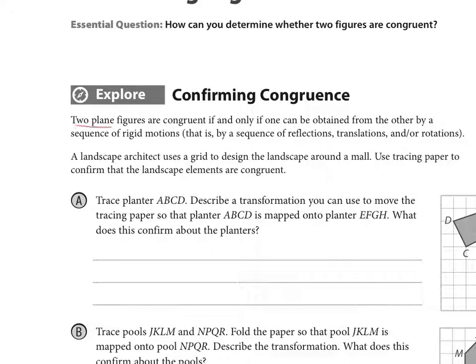Two plane figures are congruent if and only if one can be obtained from the other by a sequence of rigid motions, reflections, translations, or rotations, okay? So that's how you know if two things are congruent, is if you can get one from the other by using a sequence of rigid motions.